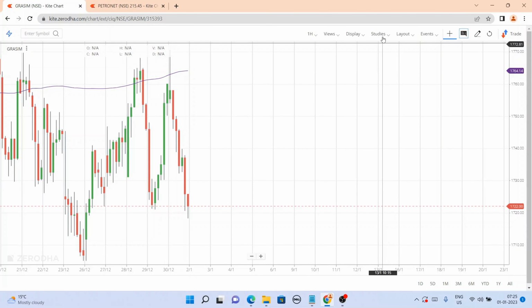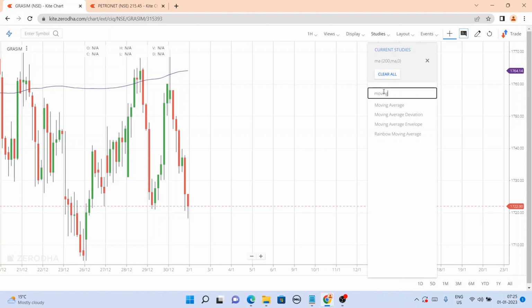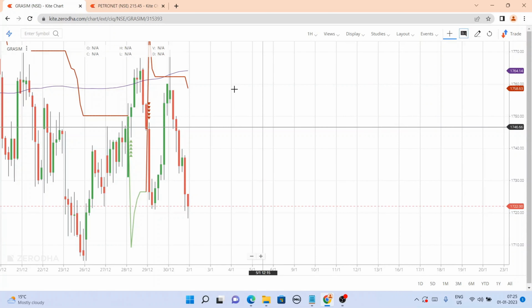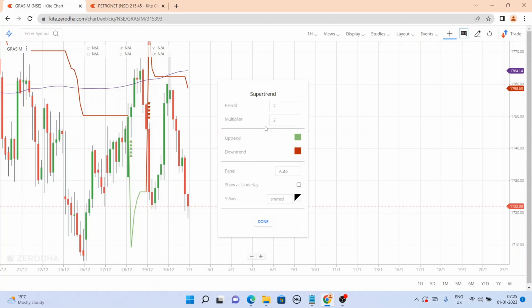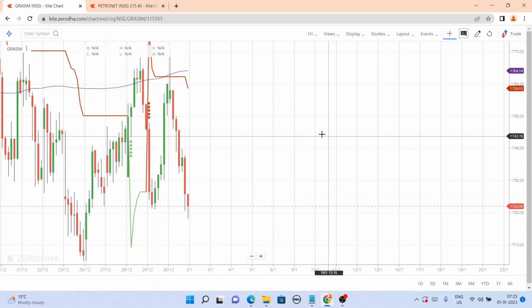The second indicator that we'll be using here is the Super Trend, right? I let the settings remain as the default one provided by Kite, which is the period being 7 and the multiplier being 3. Okay, so now these are the two indicators that we'll be using.